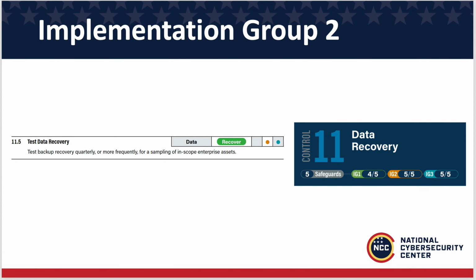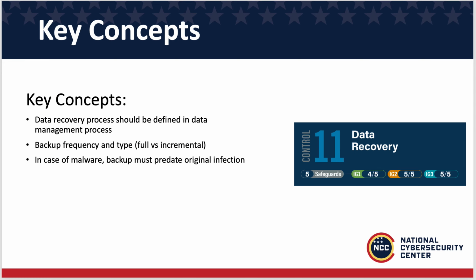Implementation group 2, making sure that the recovery data that you have is not also infected. That happens with ransomware or malware, where they will encrypt your data, find your backups, and infect those as well, so that when you reload your backup, you're just reinfecting your system with the malware again. So making sure that your backups also are under control.